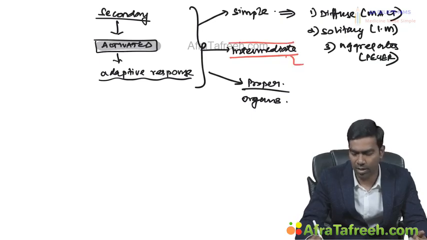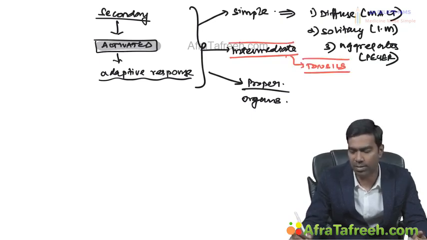In the intermediate group, typically only one thing is there, the tonsils, which are intermediate between the simple group and the proper organ. They do not comprise proper organs, and they are not simple tissues either. That's why they are intermediate. These are the tonsils.